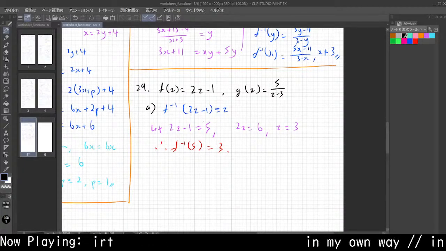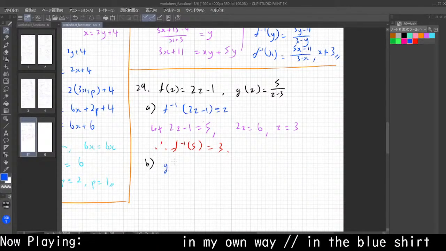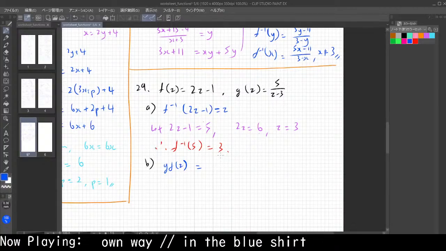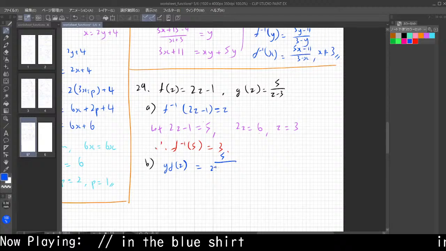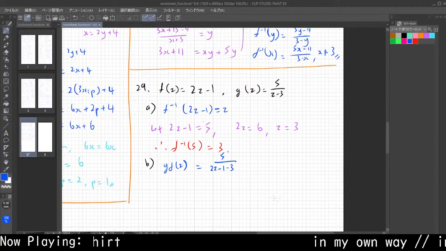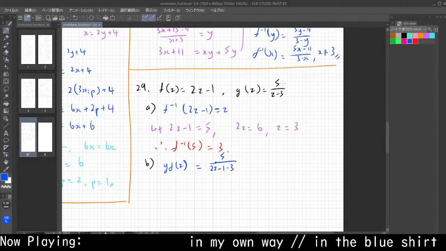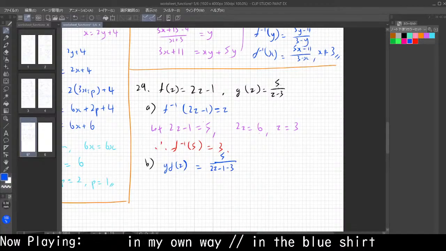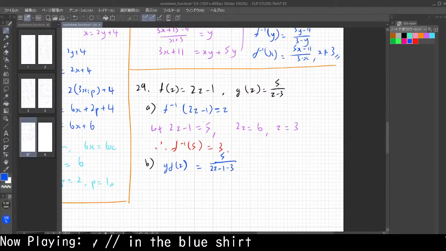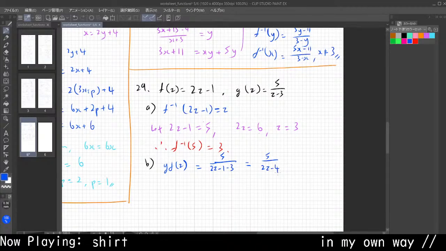Yep, there we go. Okay, so question B, gf(z). gf is f into g, so I will have 5 over 2z minus 1, replacing my z in g, and then my minus 3 copied over like this. Originally it is 5 over z minus 3. Now it's 5 over, my z gets replaced by f(z), which is 2z minus 1. So now it's 5 over 2z minus 1 minus 3. This is equal to 5 over 2z minus 4.